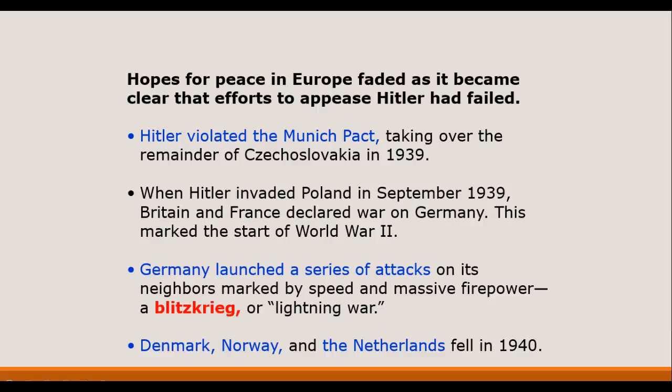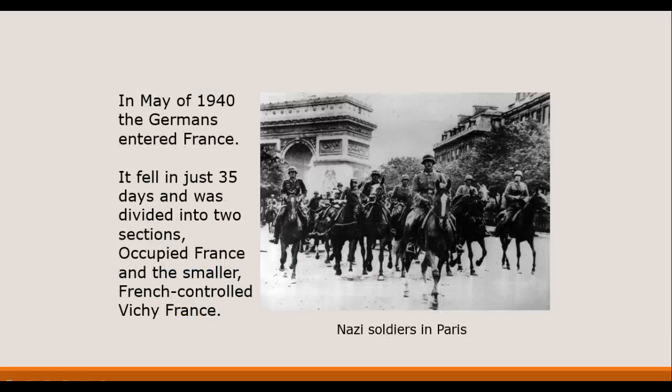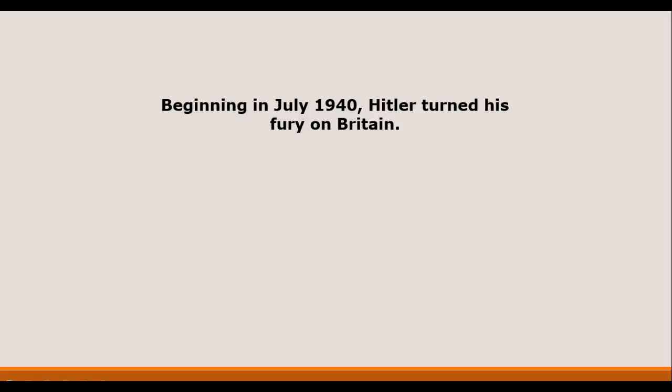Germans then launch a series of attacks. They call it Blitzkrieg. In football, that's why we call it a blitz. They take Denmark, Norway, and the Netherlands. The war does not look like it's going the right way. By May of 1940, less than a year into actual World War II, Germany enters France, and in 35 days, most of France is occupied. The French have Vichy France, but it's kind of a puppet government.